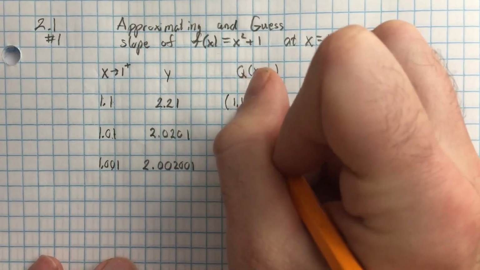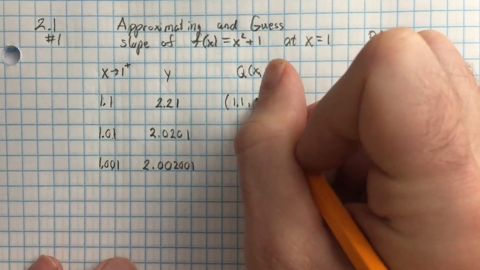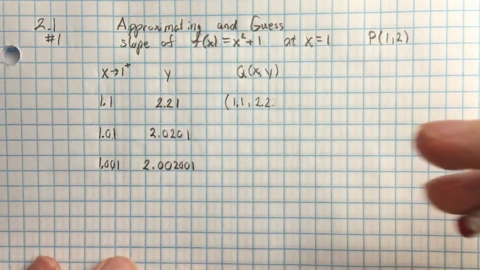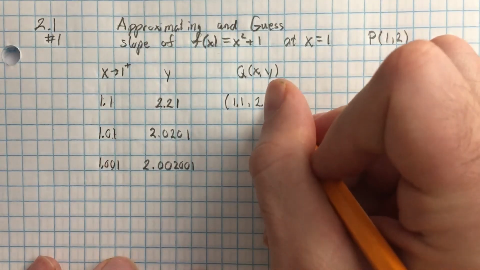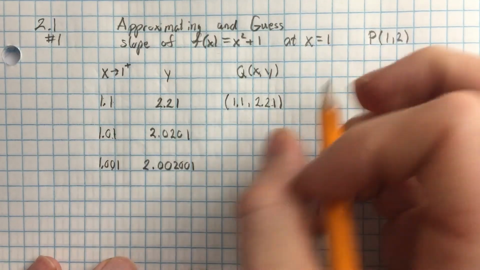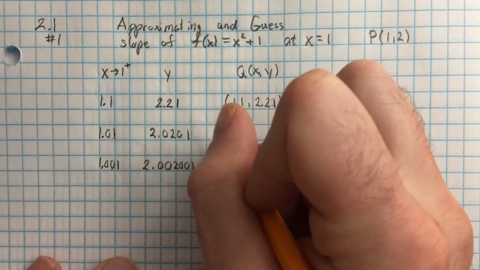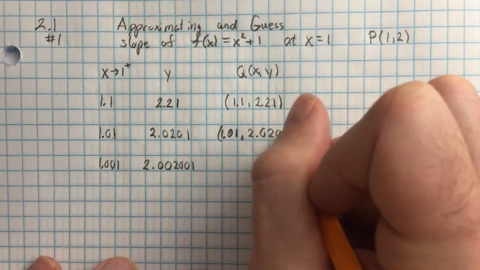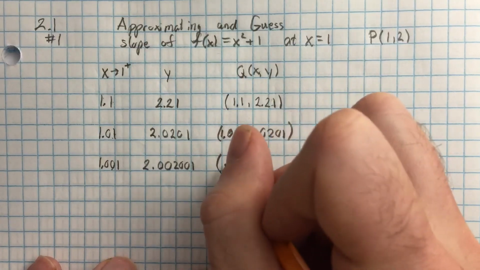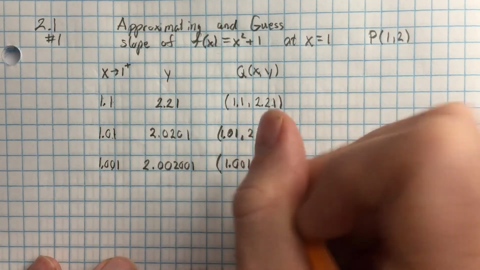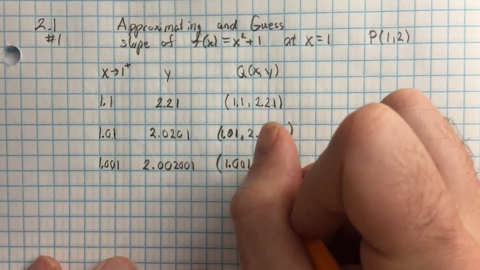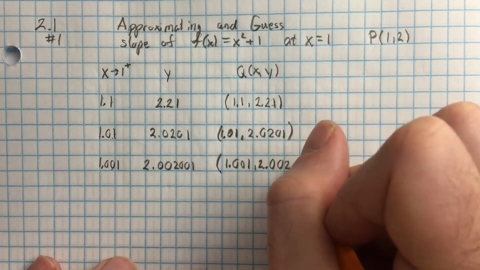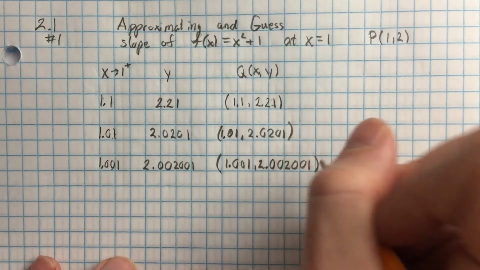So here's a point on the curve. This point is close to P, but this point is not as close to P as the next one is, 2.0201, and that one's not even as close as this one. And you could keep moving further and further if you wanted. Again, I didn't do the fourth coordinate. This will be fine for our purposes.